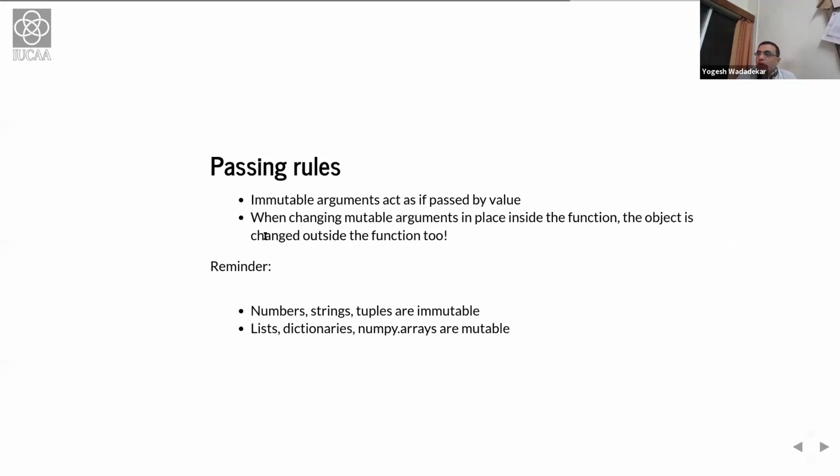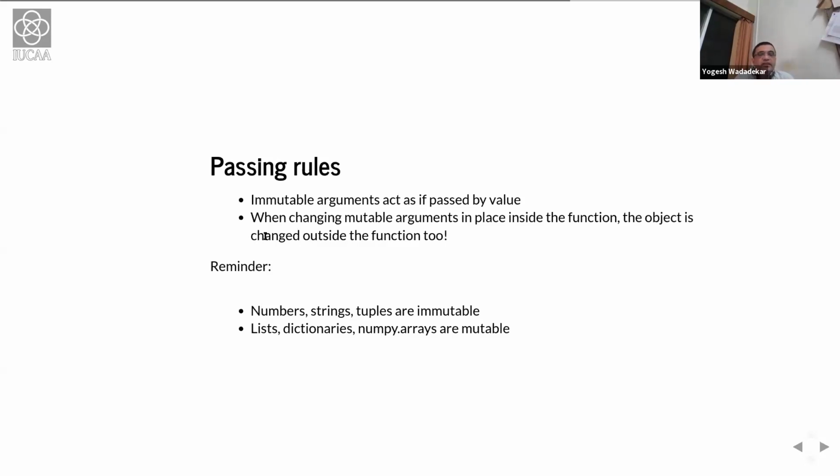Now a bit about how arguments get passed to functions, which are called passing rules in Python. Immutable arguments act as if passed by value. When changing mutable arguments in place inside the function, the object is changed outside the function too. I'm going to illustrate these two points with examples. So don't worry about it too much. You can come back and read later.